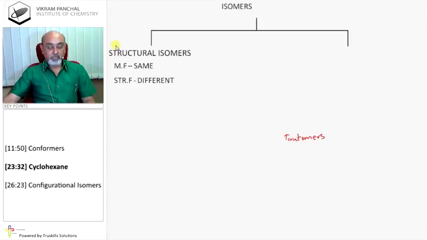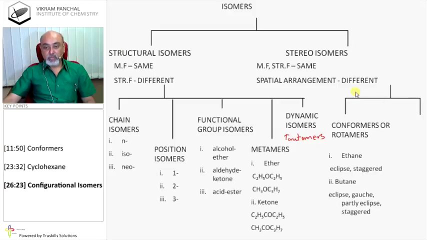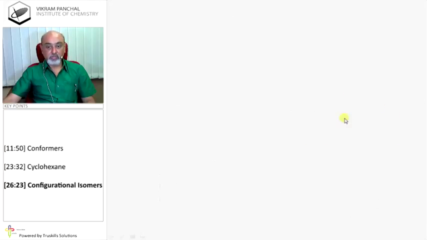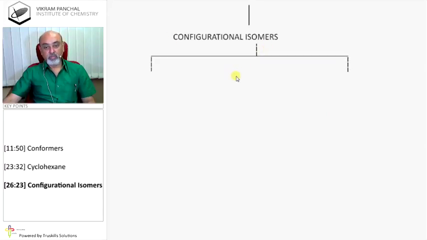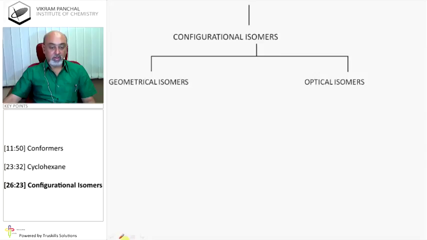Now, the next isomers, which are stereoisomers, are configurational isomers. And there are 2 types of configurational isomers. One, geometrical isomers, another, optical isomers. Configurational isomers are non-convertible isomers.